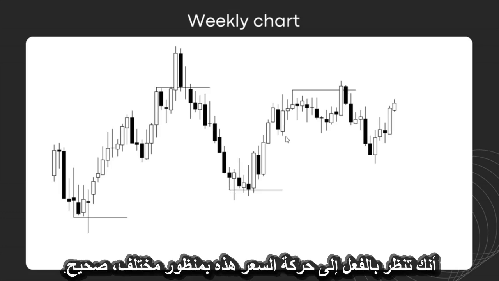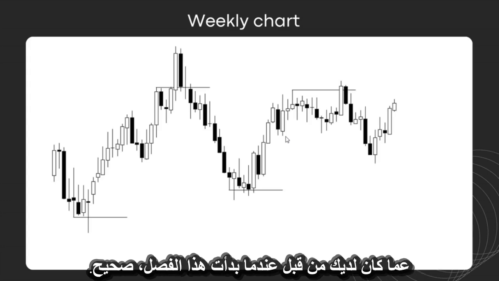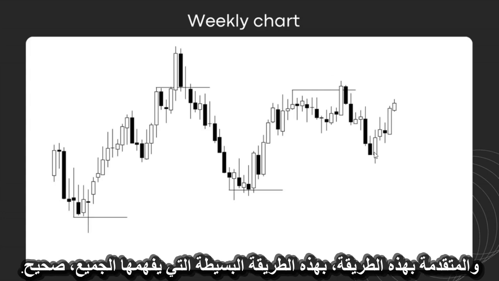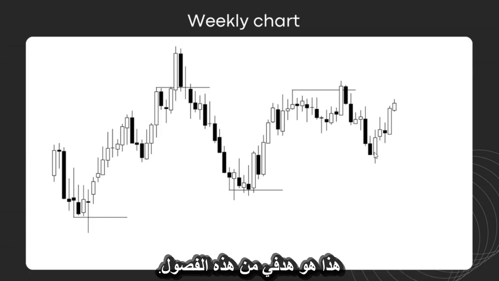Now I'm 100% sure that you are already looking at this price action with a different perspective than what you had before when you started this chapter, right? And that's the exact purpose of these chapters: to explain these complex and advanced concepts in such a simple way that everyone understands it. That's my goal with these chapters.